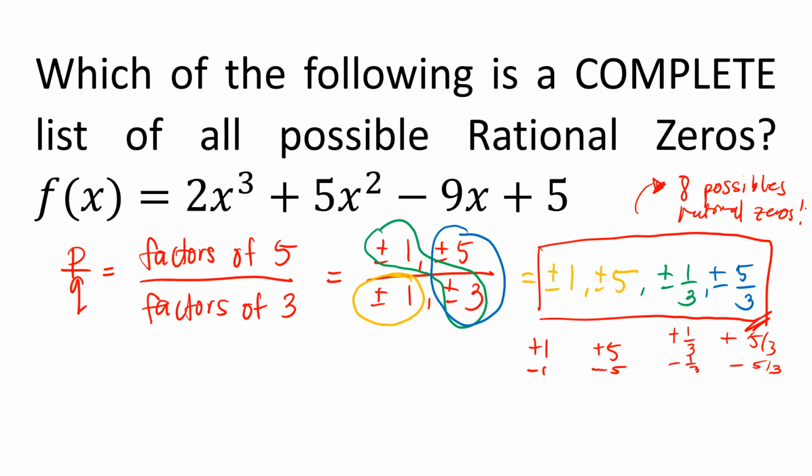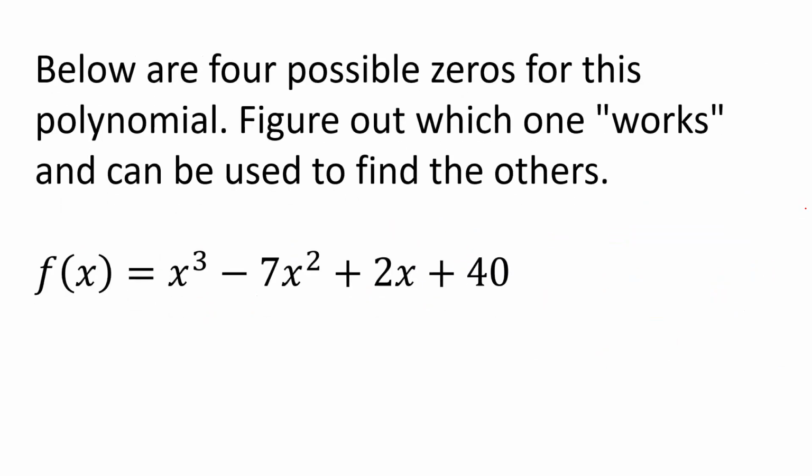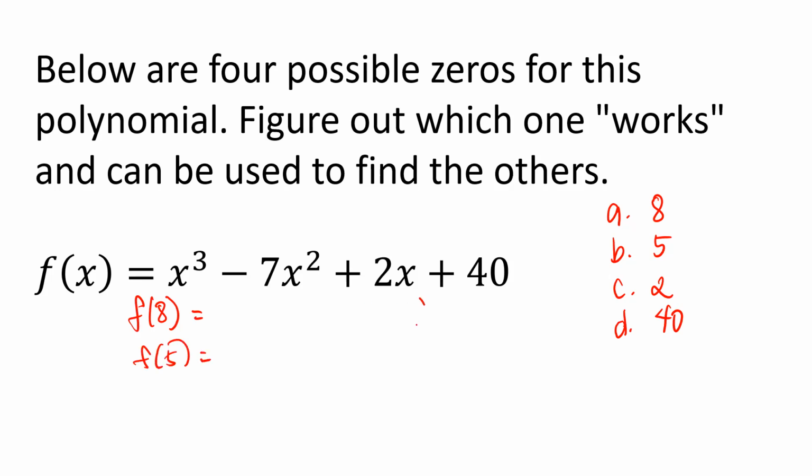Next. After that, we have testing the possibilities. Based on our choices in the review, we have 8, 5, 2, and 40. Here, we just check which ones work. What works means the value of our choices that makes our polynomial zero. So find P of 8, P of 5, P of 2, and P of 40. Obviously, P of 40 will not be zero. P of 8, also not. So, let's try P of 5.